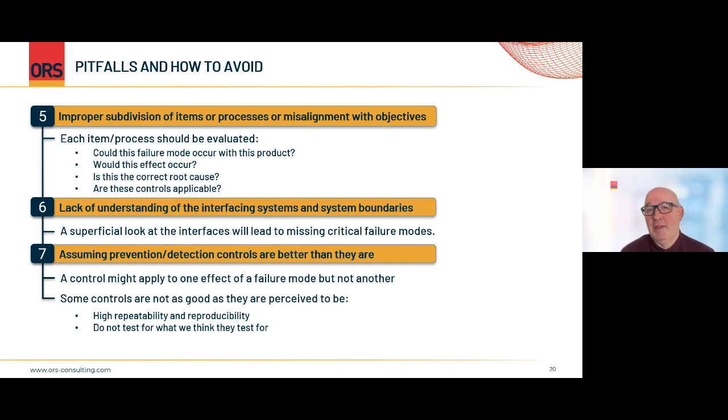Making an assumption that prevention and detection controls are better than they are. I've seen this happen so many times in workshops where someone says, "Oh, don't worry about that. We've got this widget and it'll identify when something's going wrong, or we inspect that every year and we'll pick that up."